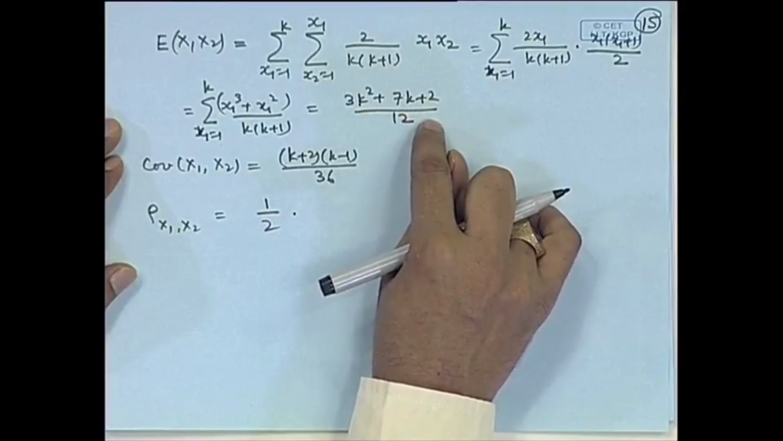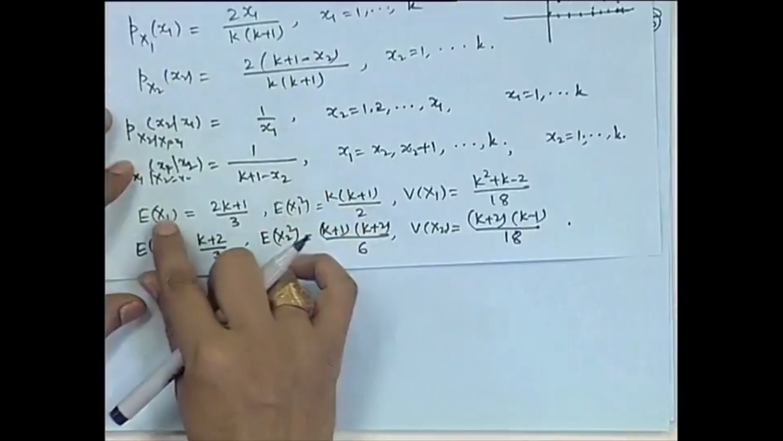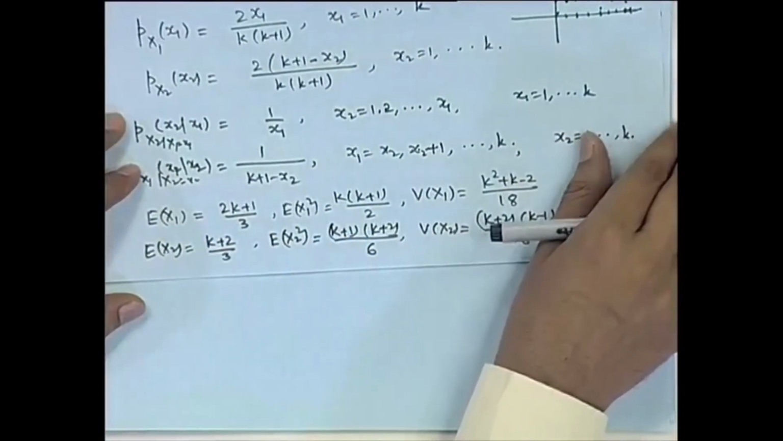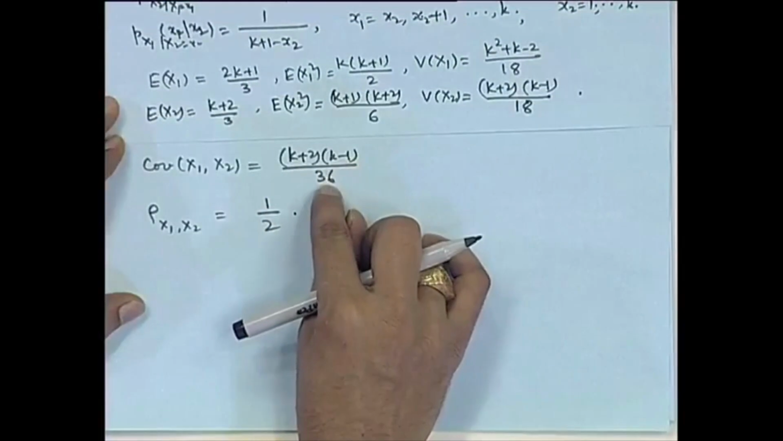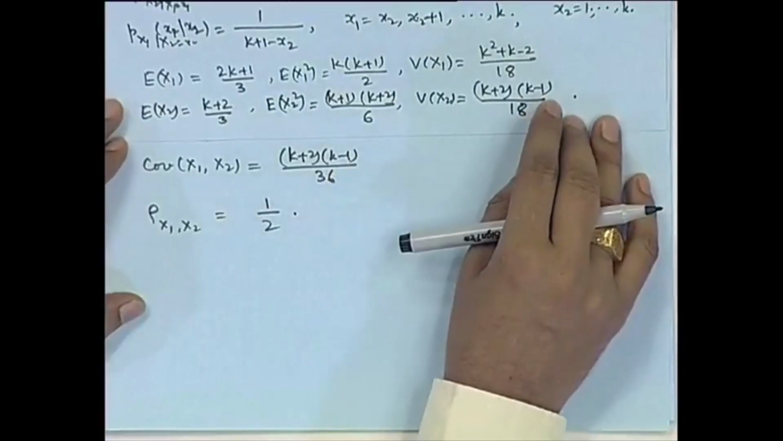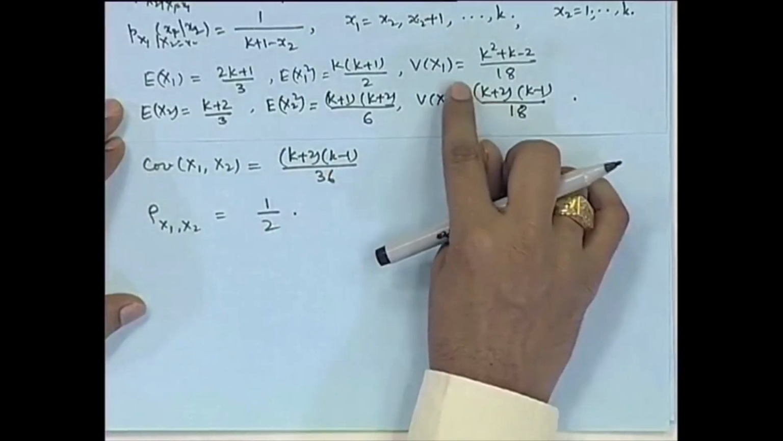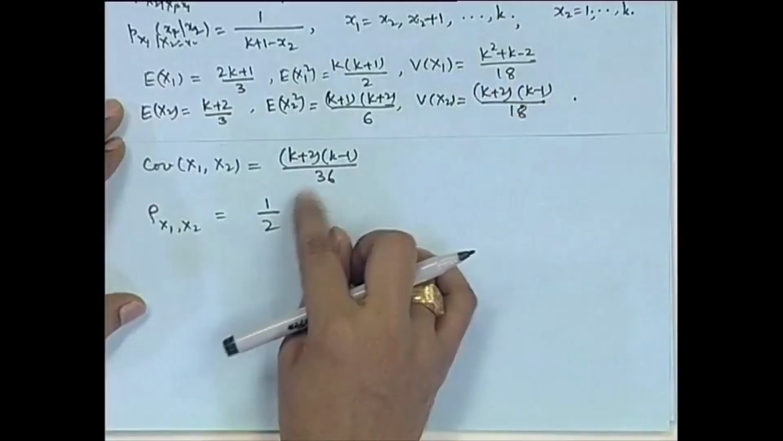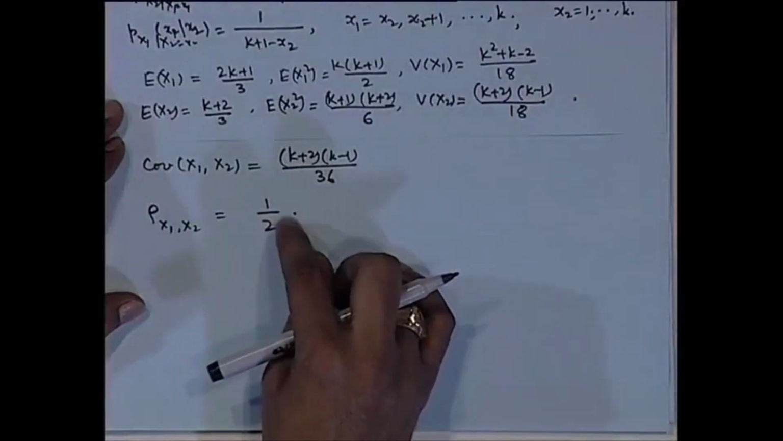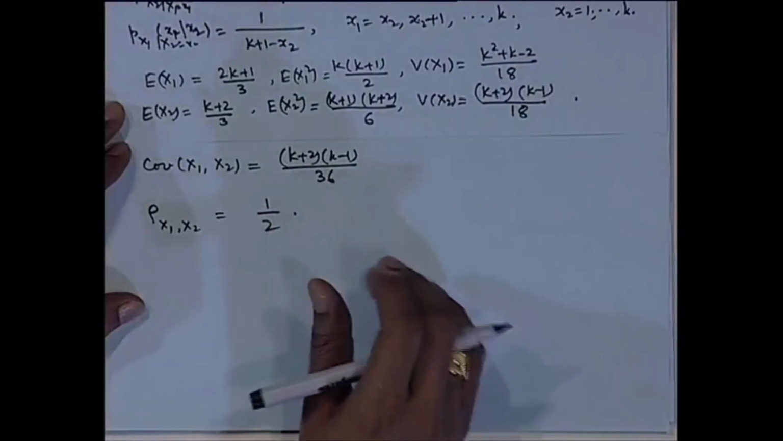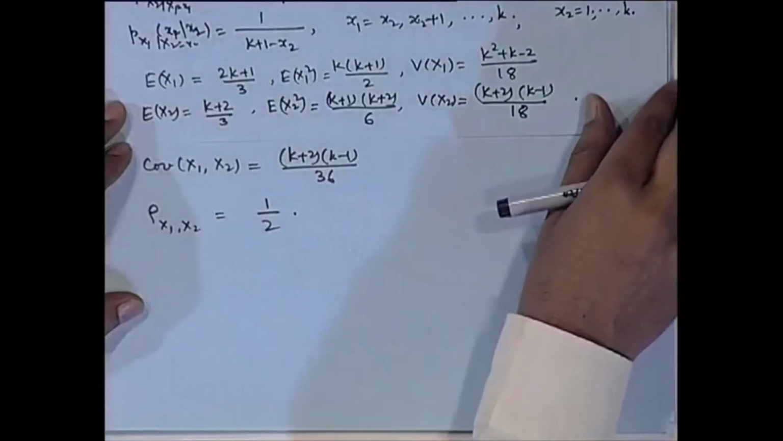3 k square plus 7 k plus 2 by 12. So, covariance of x 1 x 2, that is expectation of x 1 x 2 minus expectation of x 1 into expectation of x 2, after simplification turns out to be k plus 2 into k minus 1 by 36. Now if we divide covariance by the product of the square root of the variances, we get simply half, because it is k plus 2 into k minus 1 by 18, both of these. So, the correlation coefficient between the random variables x 1 and x 2 is half here.